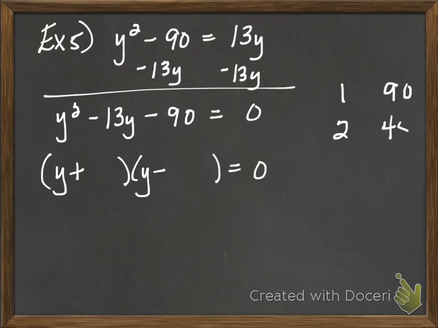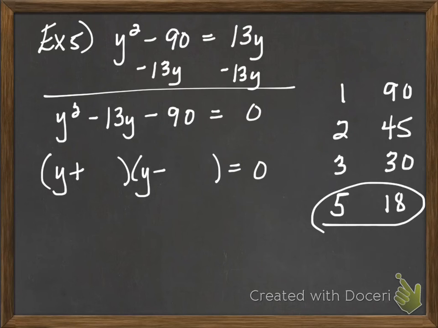Help me out. Let's go in order. 1 and 90. 2 and 45. If you don't know, just use your calculator. Will 3 go into 90? 3 and 30. 2 times 45 is 90. 5 and 18. Okay. Do you see anything yet that subtracts to be 13? 5 and 18.